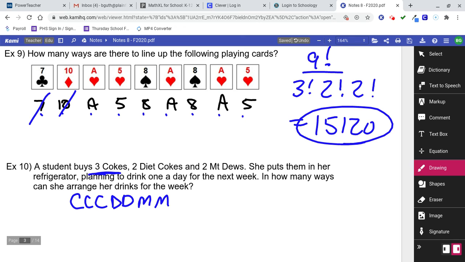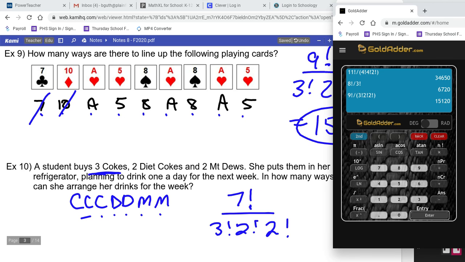I see 1, 2, 3, 4, 5, 6, 7 letters total. Again, if they were all different, that would be your answer, 7 factorial. But since some of them are indistinguishable, we're going to divide by the number of ways of shuffling each of those different types of letters. Divide by 3 factorial, 2 factorial, 2 factorial. In parentheses, and we get 210.